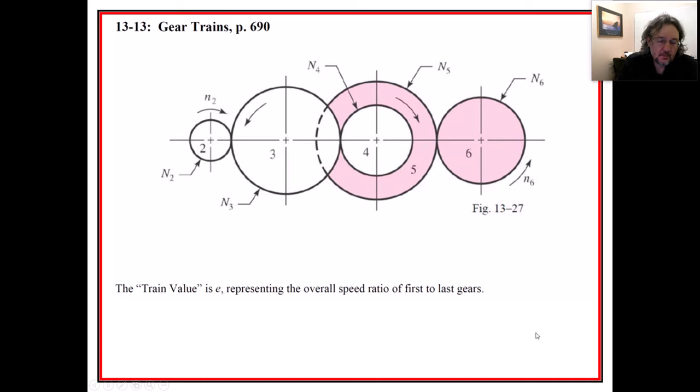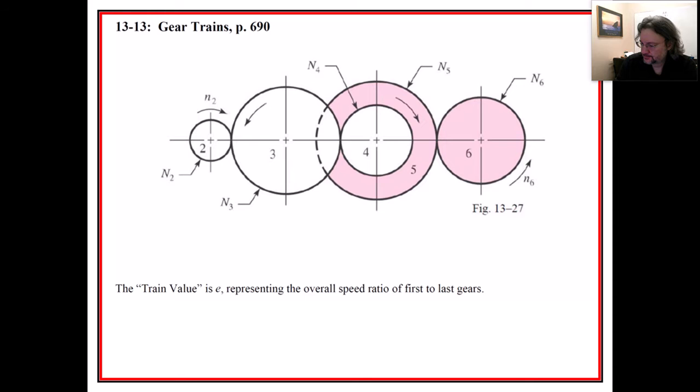Okay. So in section 13.13, we introduce something we call gear trains. And we introduce something called the gear train value that represents the overall speed ratio, right? So for each stage of gearing, the ratio of the number of teeth is going to be inversely proportional to the speed change, right? Just as we saw with the basic kinematic relationships for a single stage of gears right here.